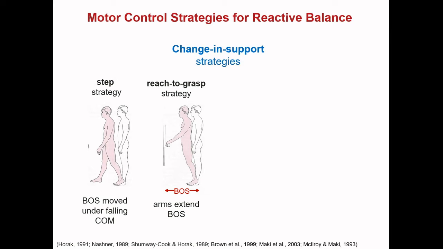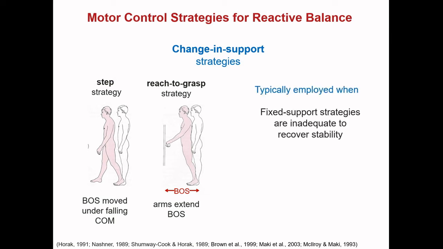So when are we likely to observe change in support strategies? Change in support strategies are typically employed when fixed support strategies are inadequate for recovering stability. Even though we would expect a change in support strategy to be needed when the center of mass falls outside of the base of support, a change in support strategy is sometimes used when the center of mass is still within the base of support. For example, with the people standing on the train, it's far more socially appropriate to grab onto a railing for balance than it is to use a hip strategy.